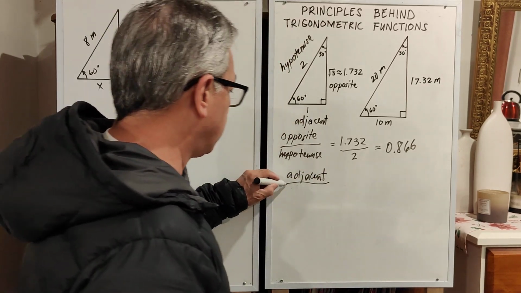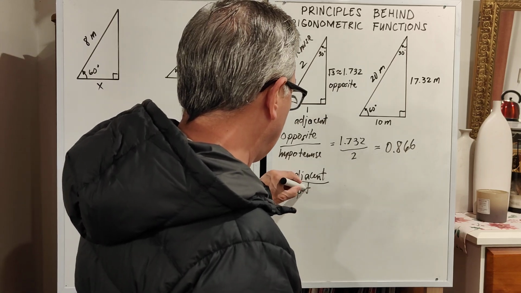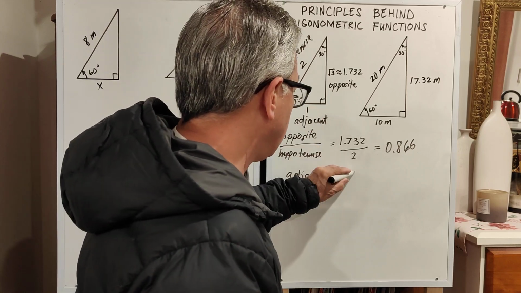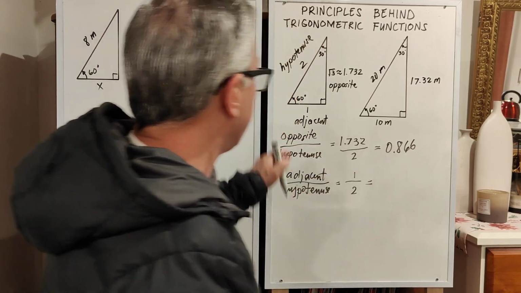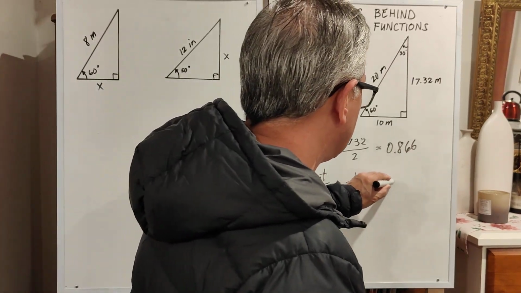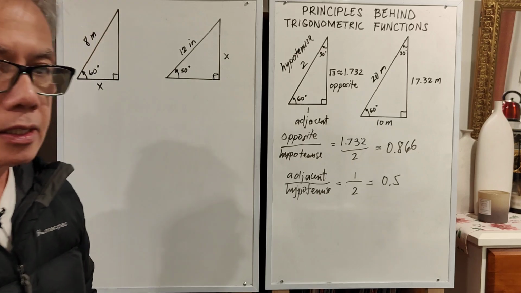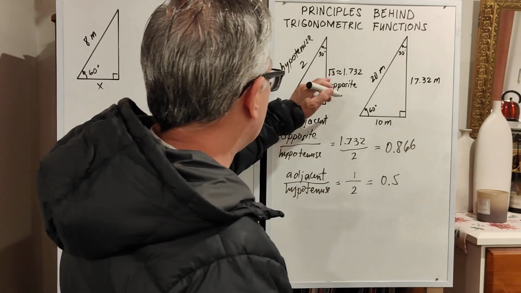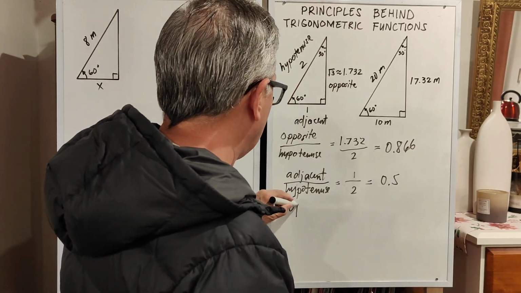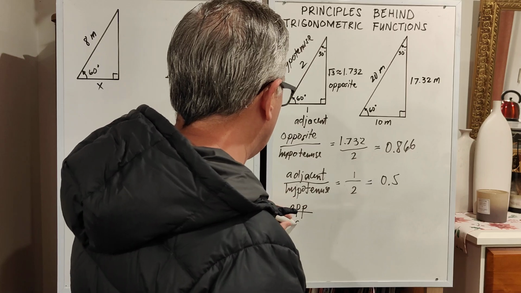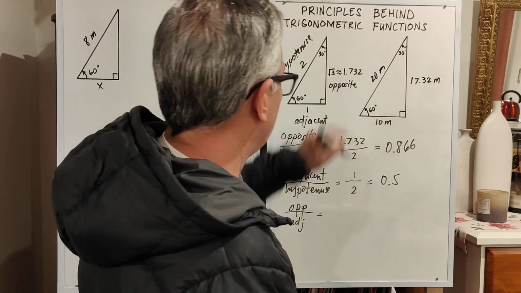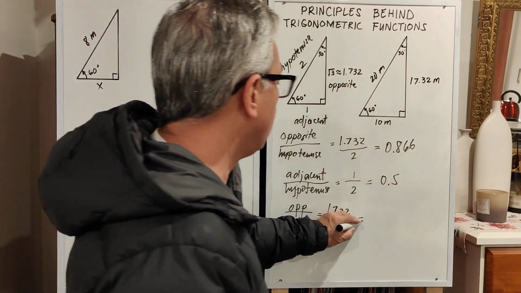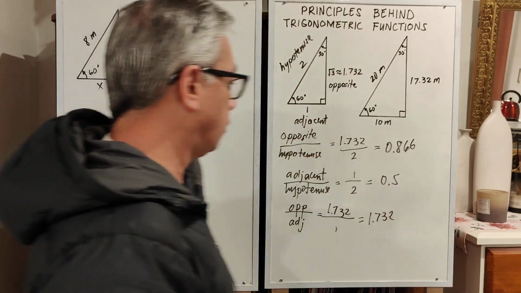Now the ratio of the adjacent side over the hypotenuse: adjacent will be 1 over 2. 1 divided by 2 is 0.5. So let's see the ratio of the opposite over the adjacent. Opposite over adjacent will be 1.732 divided by 1, or 1.732.